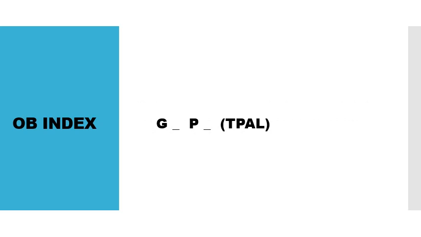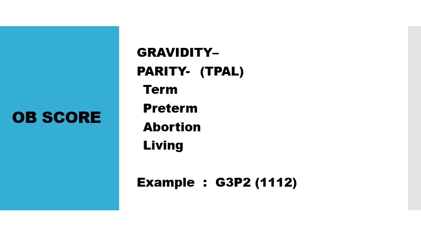The obstetric history is summarized by a series of digits connected by dashes. This refers to the number of term infants, preterm infants, abortuses, and children currently alive. Also known as the OB score.